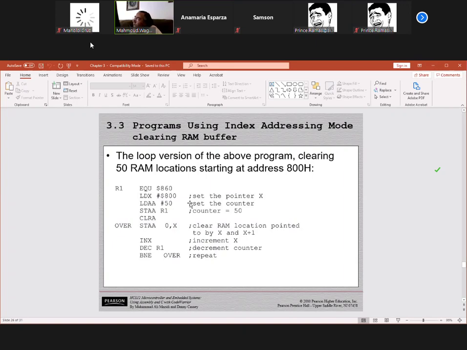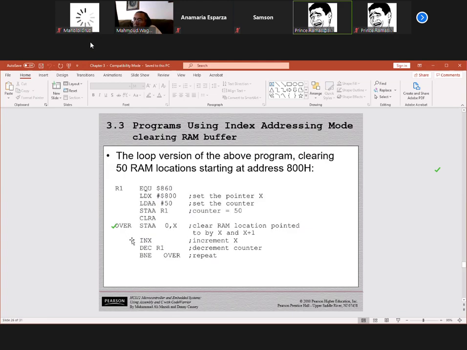20 or 50 locations in one shot. You need to do it sequentially. You need to do it by incrementing the address continuously.